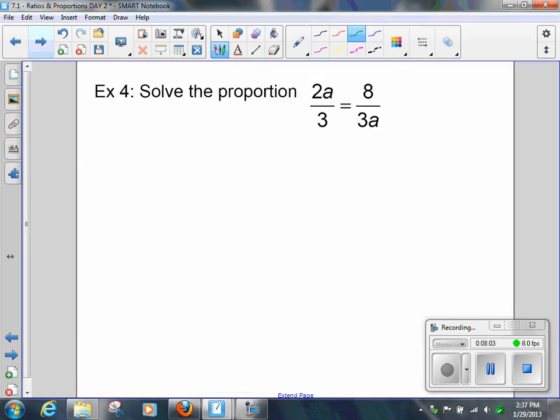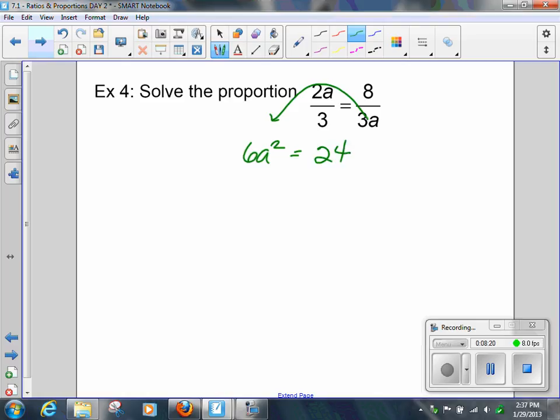Solve the proportion. Folks, let's go through this very quickly, okay? Here we go. Cross multiplying. Good. Okay, good. 3a times 2a is 6a squared. You guys cool with that? 8 times 3 is 24.